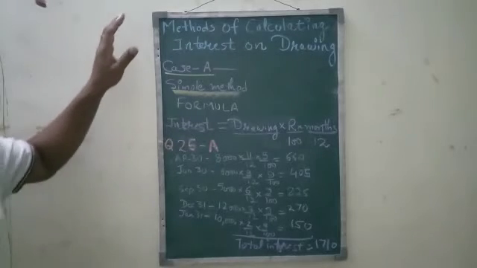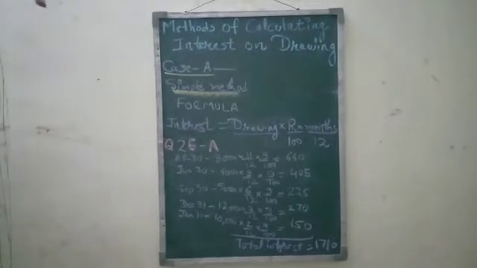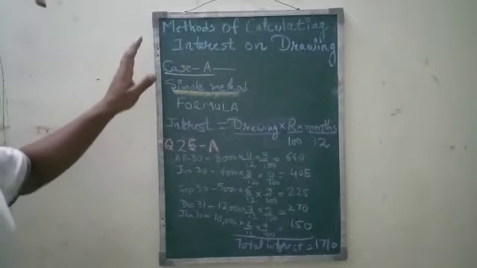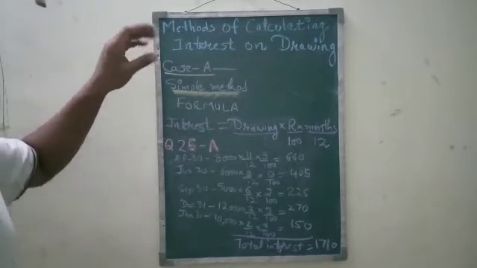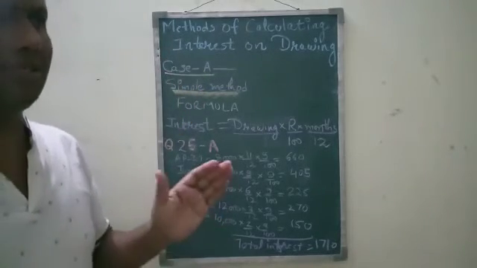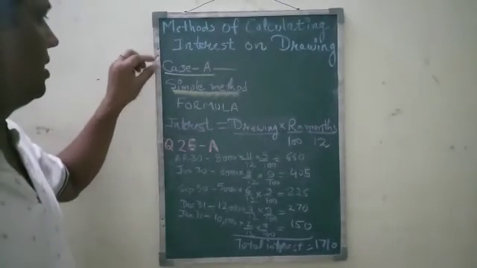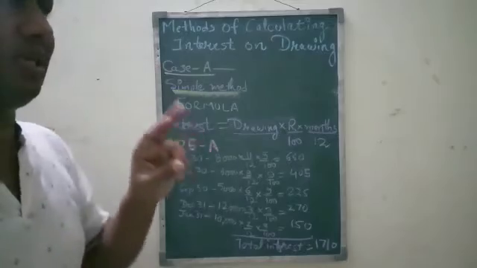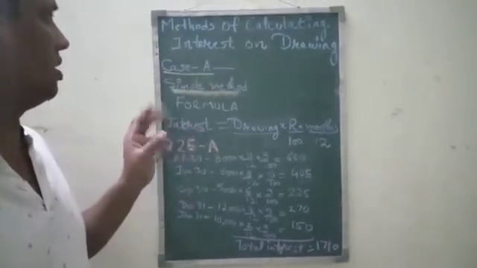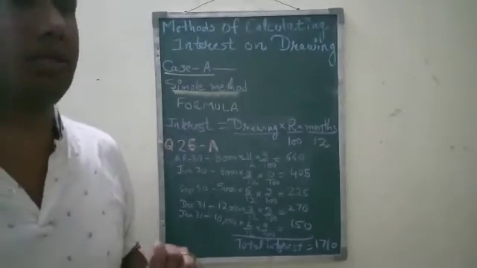Today we start the next topic, method of calculating interest on drawing. In this we divide the interest on drawing into several cases. So the first case is case A, the simple method. In case A there are two methods. The first is the simple method and the other is the average method.